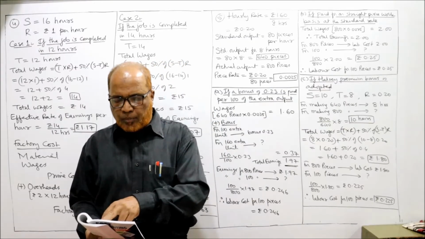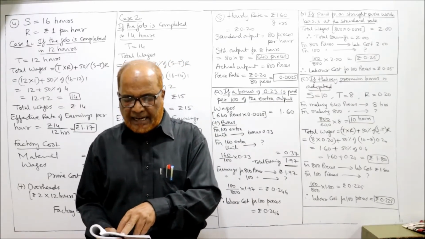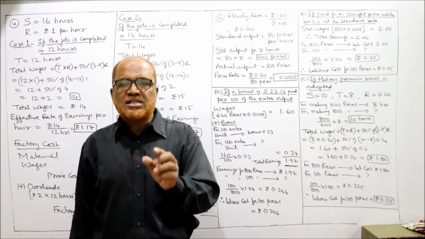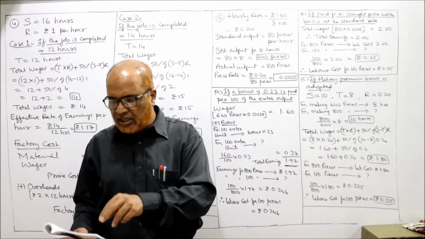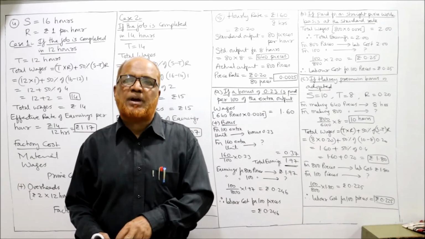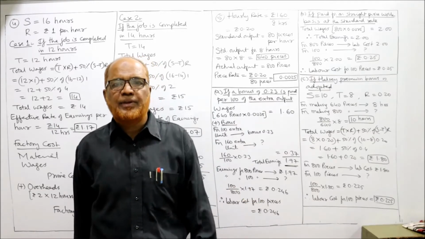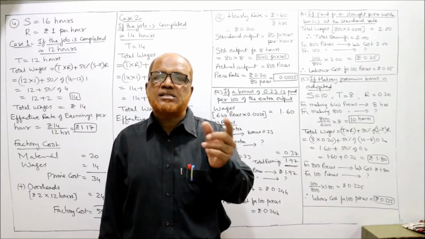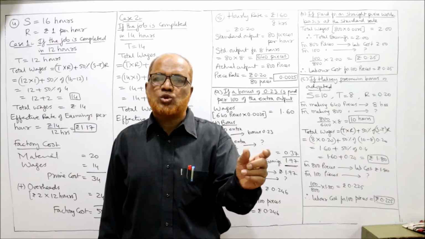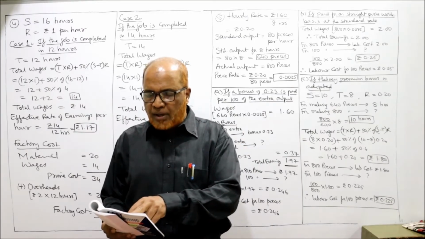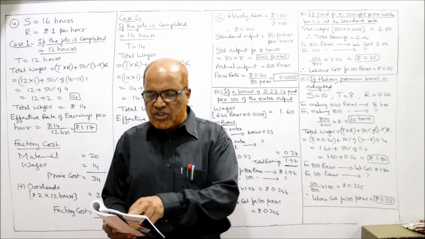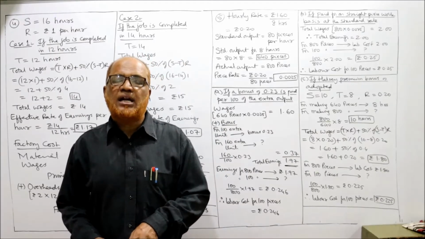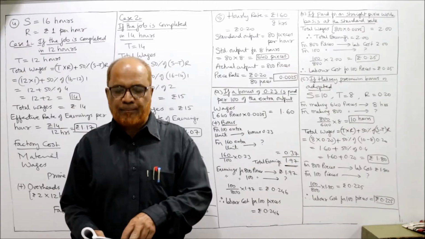Now the standard output for machining the component has been fixed at 80 pieces per hour, as the time fixed for premium bonus. Pieces or units means the same. So the standard allowed by the employer is 80 units per hour. He has to produce 80 units. Now on a certain day the output of this machine is 800 pieces. The worker has produced 800 pieces in one day.